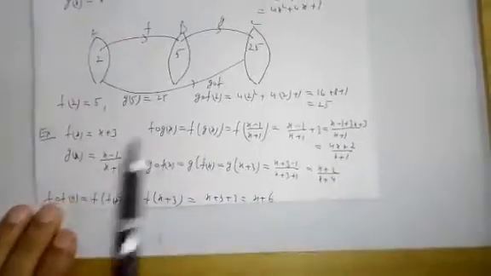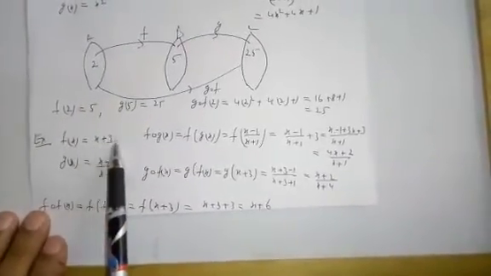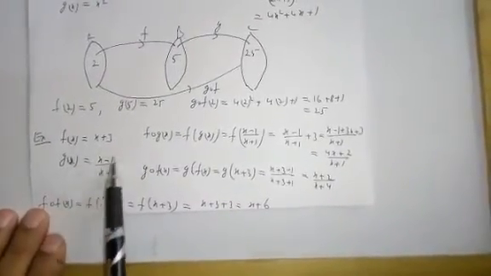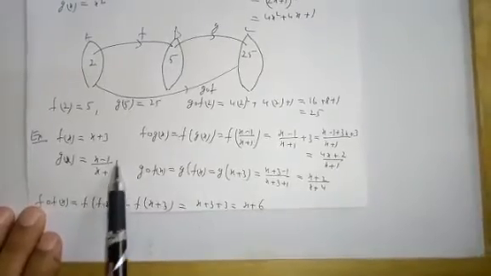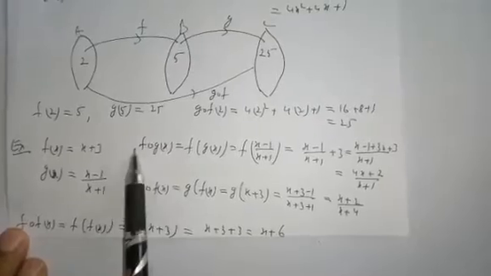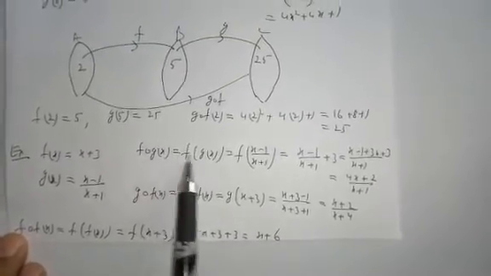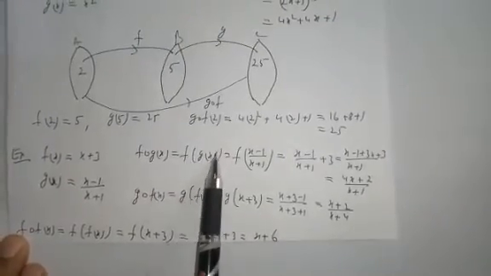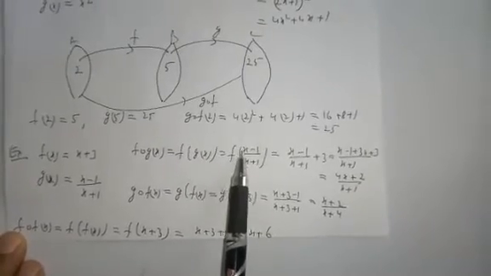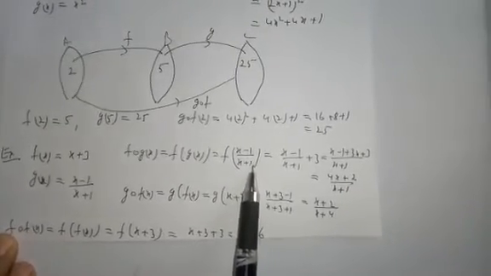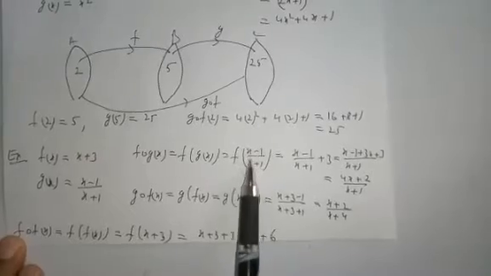One more example. f(x) is x plus 3 and g(x) is (x minus 1) upon (x plus 1). fog means f is applied on g(x). First of all, put the value of g(x) here. g(x) is (x minus 1) upon (x plus 1). Now we will apply function f.